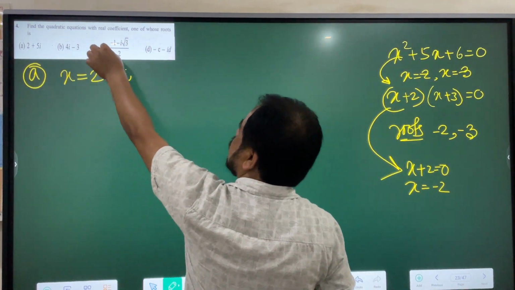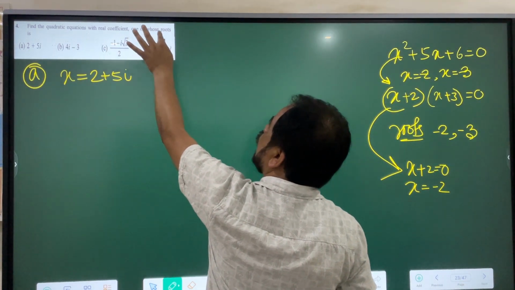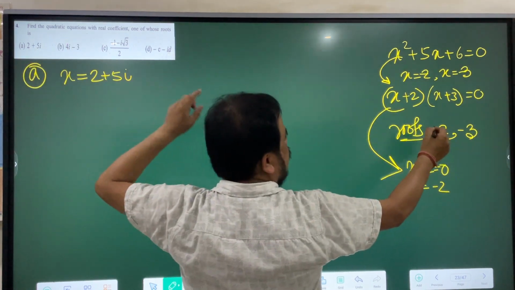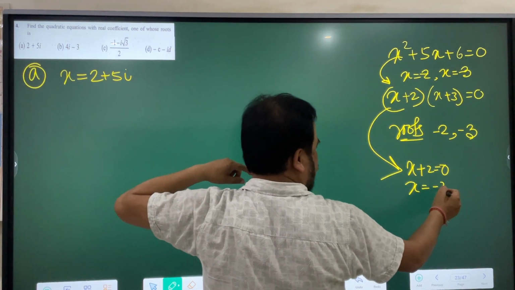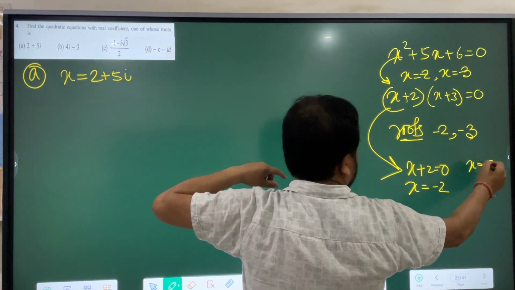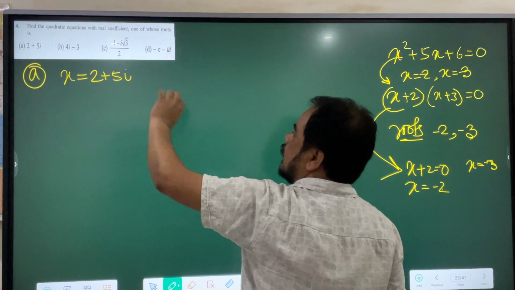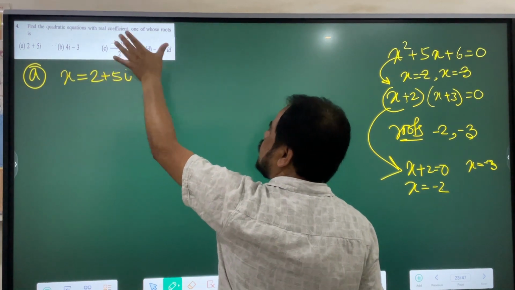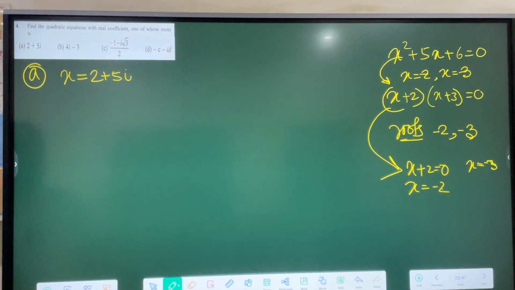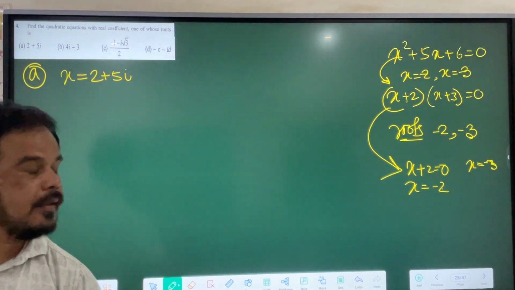Find the quadratic equation with real coefficient, one of whose roots is 2 plus 5i. One root is minus 2, that means x equals to minus 2. One root is minus 3, x equals to minus 3. I hope you understand. So that is why I have done x equals to, root means the value of x.